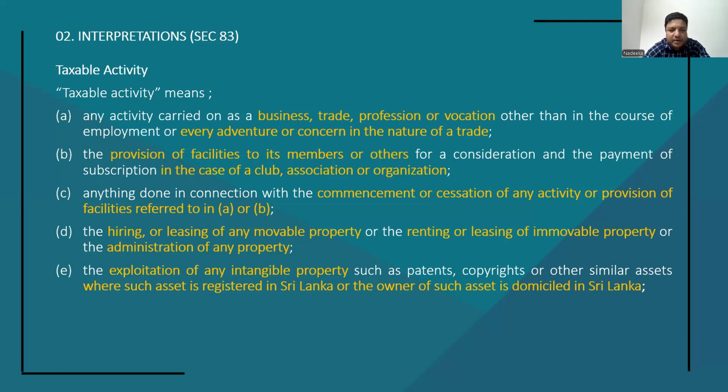Item D, the hiring or leasing of any movable property or the renting or leasing of immovable property or the administration of any property. Basically, your rental income, right? That is also treated as a taxable activity. If you rent out a property, you are doing a taxable activity.